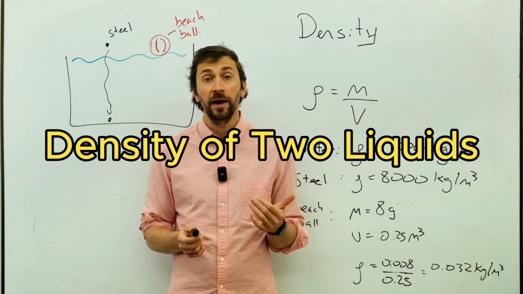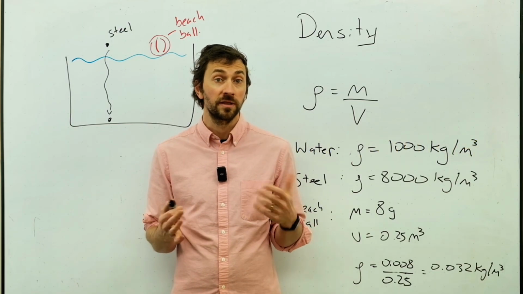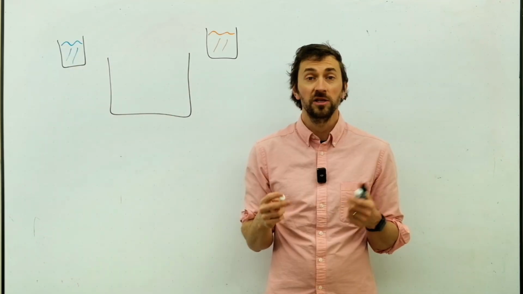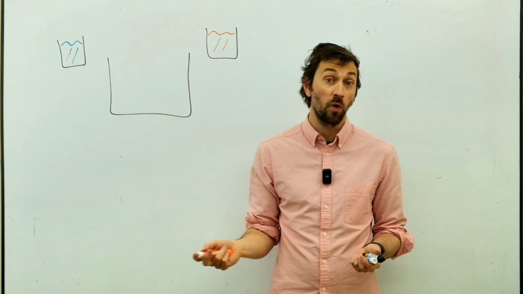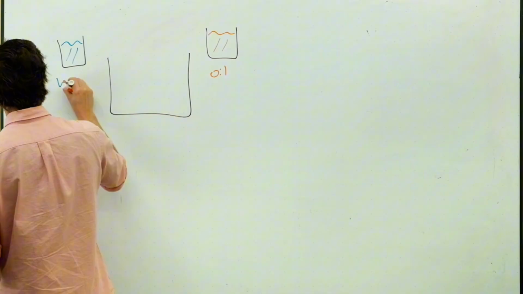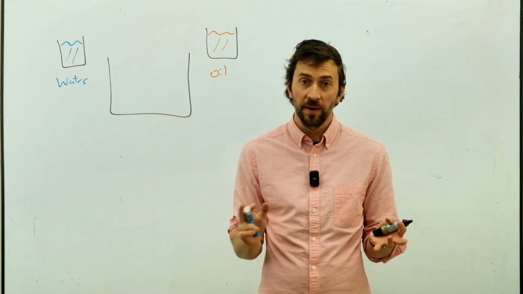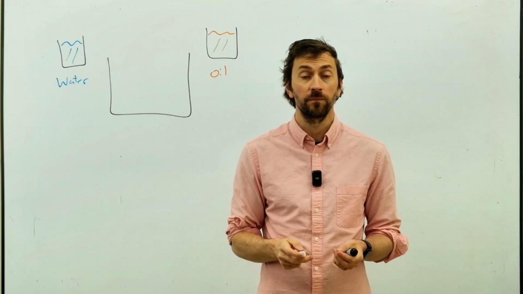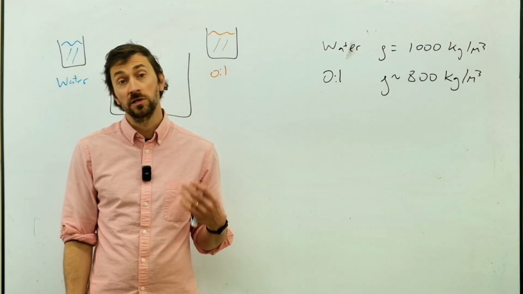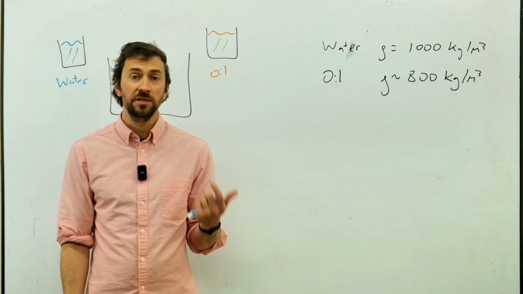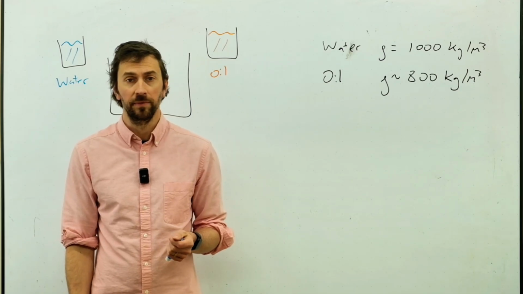We can also compare, say, 2 liquids that are floating or sinking. Let's imagine we have 2 cups. One of them has water and the other has some oil in it. Now, water and oil have different densities. Water has a density of about 1,000 kilograms per meter cubed. Oil has a smaller density, of about 800 kilograms per meter cubed.